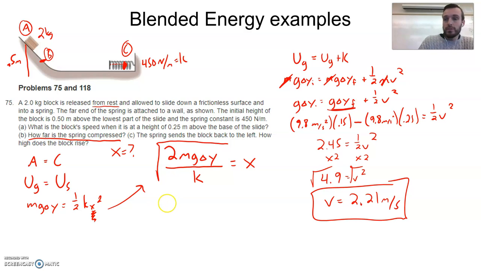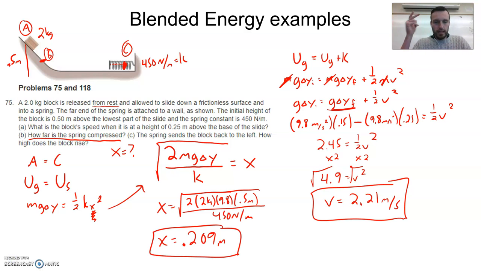And so now I have to do some calculator magic. So I'm gonna pause, plug, and report back. Bada bam, slam, slam, slam, and we got the x compression is 0.209 meters. Cool. So these are some samples of what you're going to see, what we call blended energy problems.